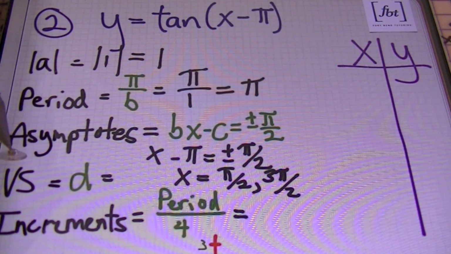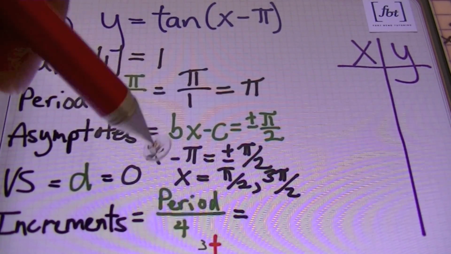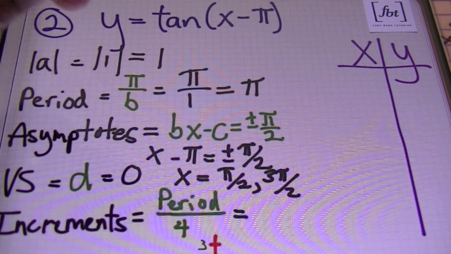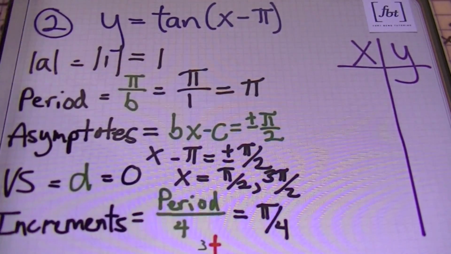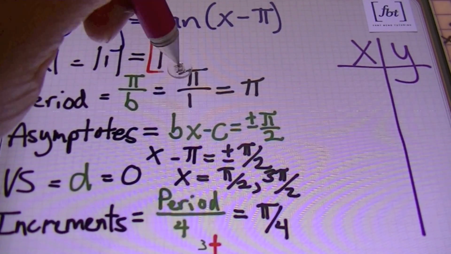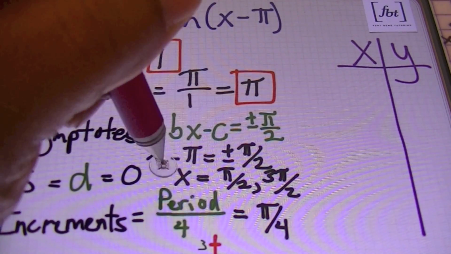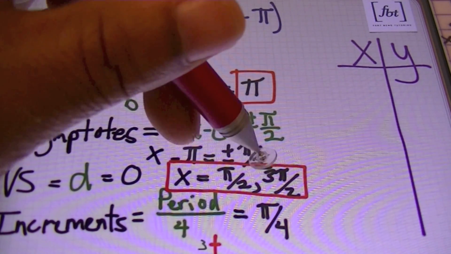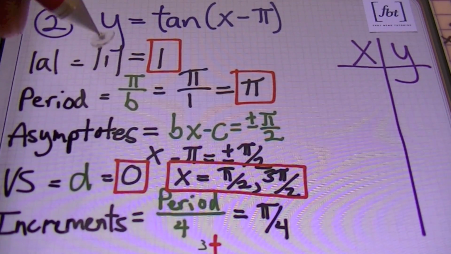For this equation, ladies and gentlemen, your vertical shift, that d value, is 0. We don't have an additional value up here in the function. So that's going to be 0 for d. Finally, for the increments, that period divided by 4, remember that our period is pi, so we'll end up with pi over 4 for our increments. So once again, I'm going to highlight those values that we just got. All right, I know that my vertical stretch is 1. I know that my period length is going to be pi. I know that my equations for the asymptote are going to be x equals pi over 2 as well as x equals 3 pi over 2. I know that my vertical shift is 0, so I won't be sliding up and down the graph in this one.